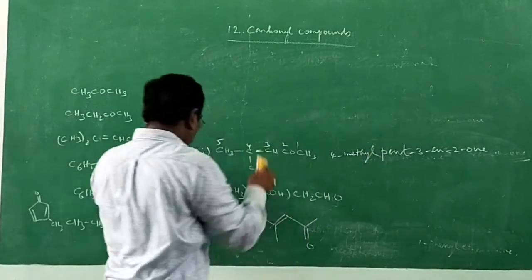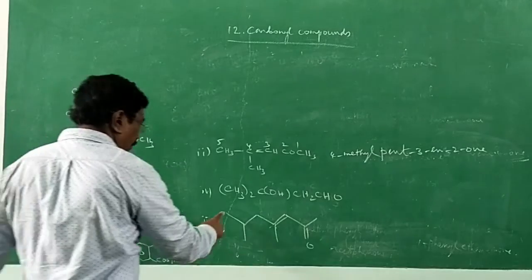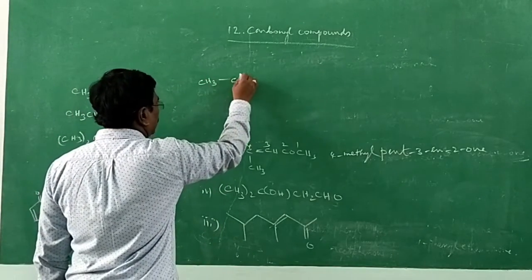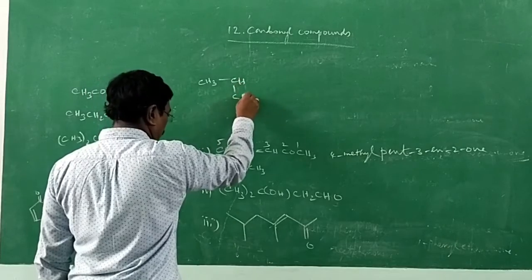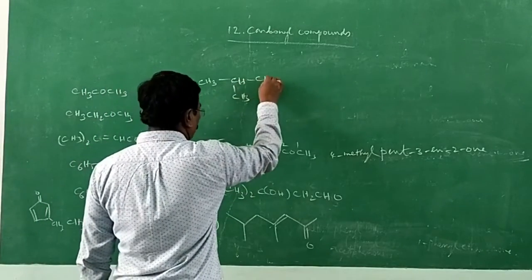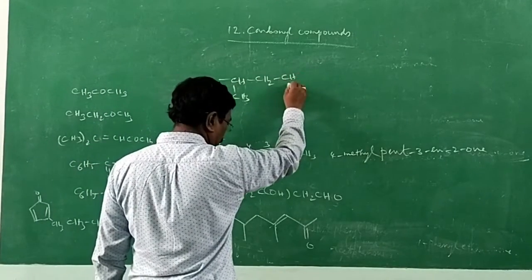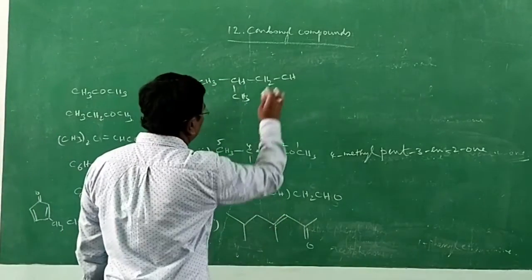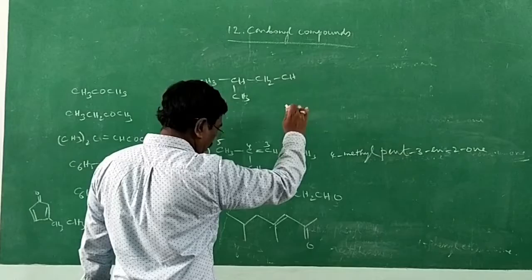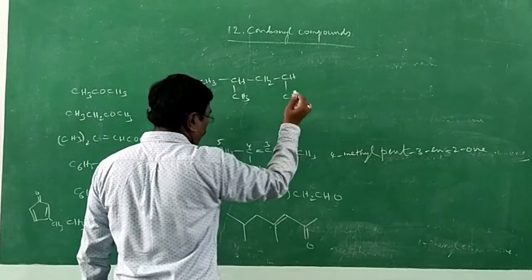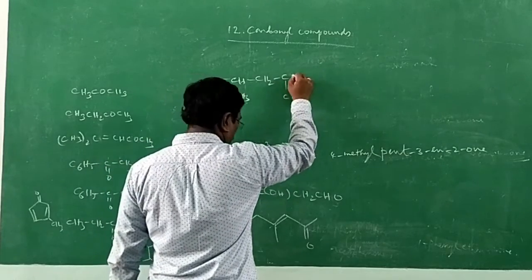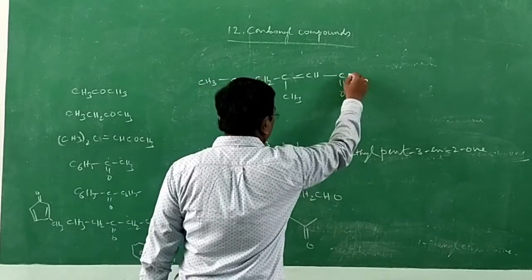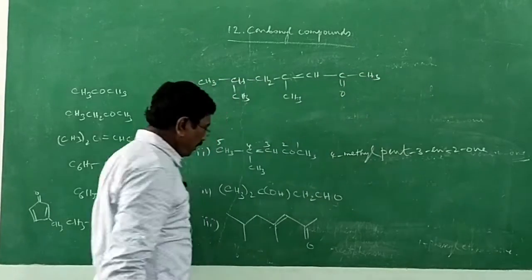Third one I am going to try now. Let me write the elaborate structure. What can be the elaborate structure? CH3, CH, CH3, CH2, CH. I think it is a double bond. Yes, double bond. Therefore, it cannot be that. CH3, double bond, CH, C double bond O, CH3. This is the structure. Am I correct?